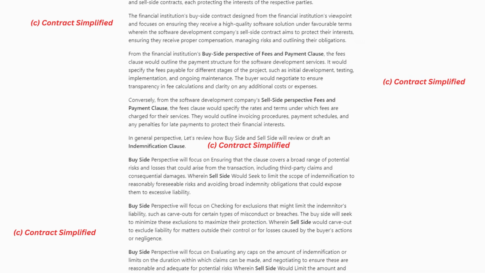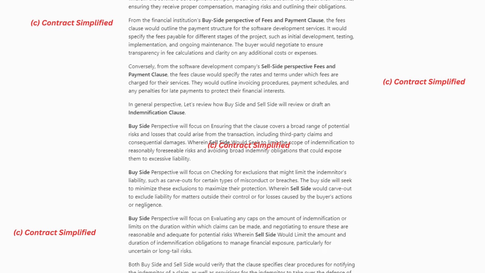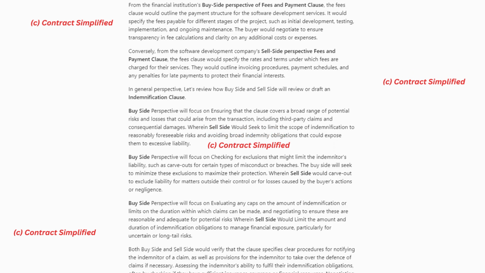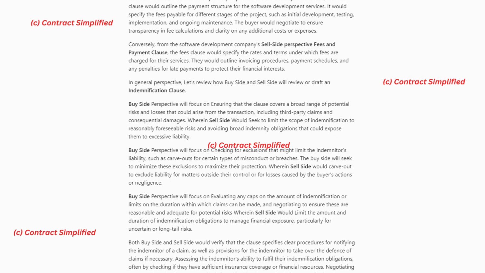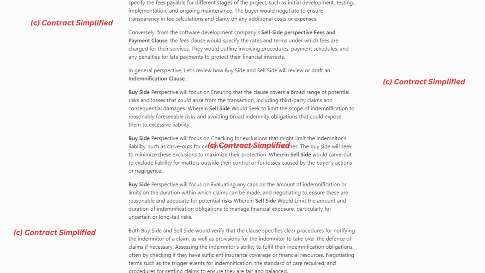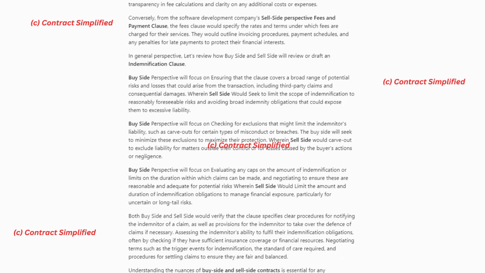Consider a financial institution, the buyer, looking to procure a custom software solution from a software development company, the seller. This single transaction involves both buy-side and sell-side contract, each protecting the interest of their respective parties. The financial institution's buy-side contract, designed from the financial institution's viewpoint, focuses on ensuring they receive a high quality software solution under favorable terms, wherein the software development company's sell-side contract aims to protect their interest, ensuring they receive proper compensation, managing risk, and outlining their obligation.